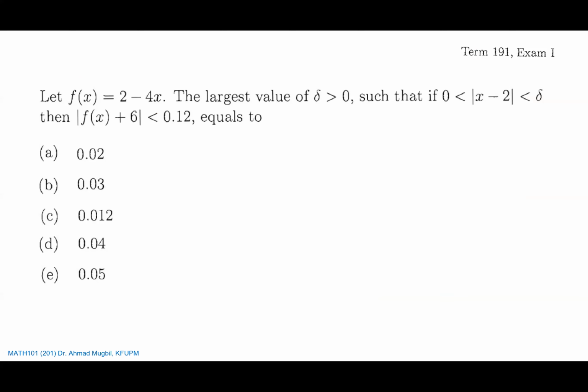You have f. You need to find the largest value of delta such that if the distance between x and 2 is less than delta, then the distance between f(x) and negative 6 is less than epsilon. So here L is negative 6, and this is epsilon. Let me help you with identifying the problem.